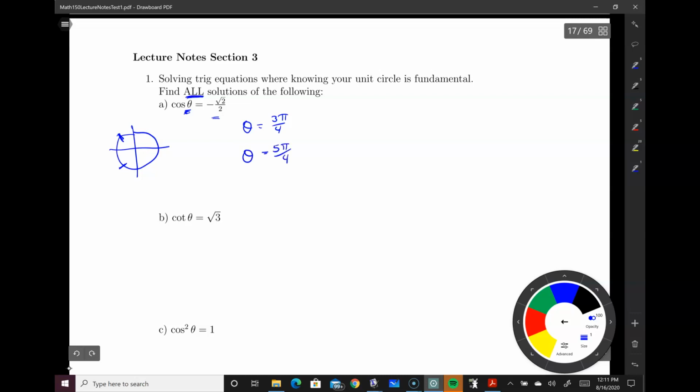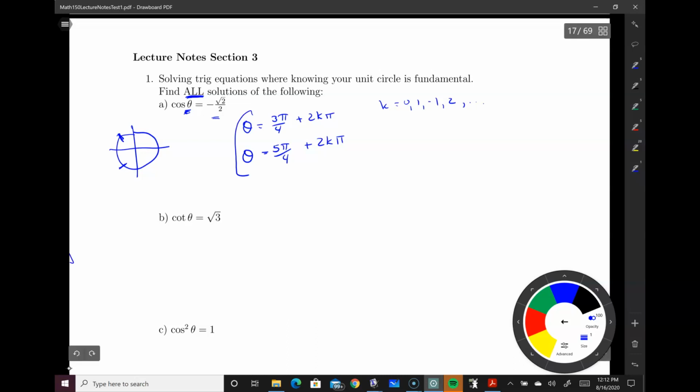So the way we encapsulate all solutions is we add on a 2k pi. I just get accustomed to using the letter k. K is any integer. So k could be 0 or 1 or negative 1 or 2. So any number for k, any integer, gives me all of the solutions for these two. So there's no way to join them together.